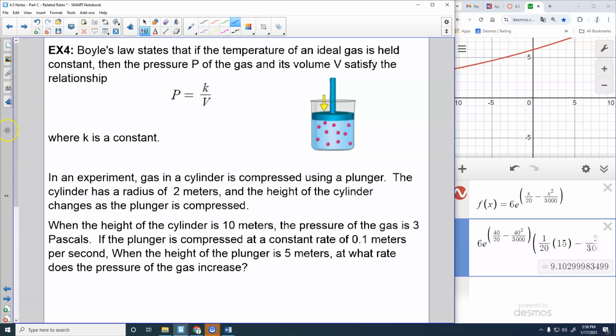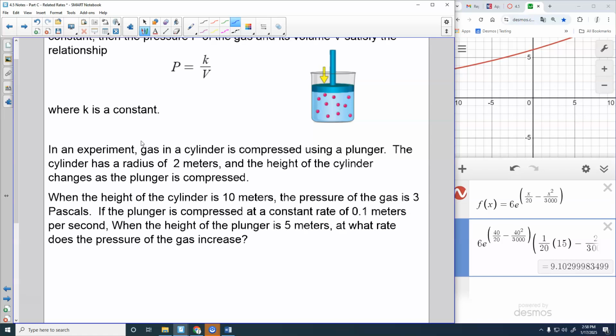All right, so Boyle's law states that if the temperature of an ideal gas is held constant, then the pressure of the gas and its volume satisfy the relationship P equals K over V, where K is a constant. In an experiment, gas in a cylinder is compressed using a plunger. The cylinder has a radius of 2 meters. The height of the cylinder changes as the plunger is compressed.